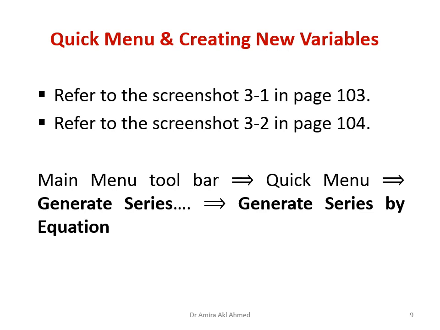To generate a new series from an existing one, click on the Quick menu from the main menu toolbar. By doing so, a drop-down menu appears. Select Generate Series as shown in the screenshot 3.2. When you select Generate Series, you will be introduced to the Generate Series by Equation dialog box. This dialog box is depicted in the screenshot 3.2.